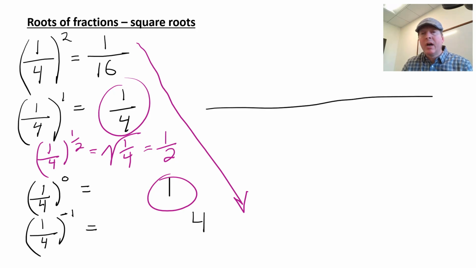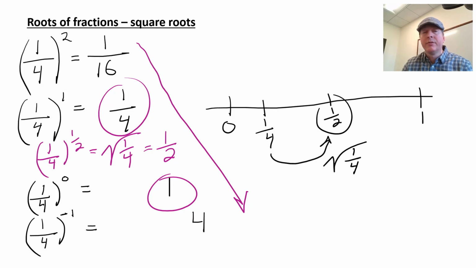If I were to write the number line, this is a really important thing to remember. If I were to write the number line and I put 1/4 in here, so the square root of 1/4, it's not a smaller number, it's a bigger number. The square root of 1/4 is 1/2. So if you take the square root of a fraction, the number gets bigger, not smaller. And when I say bigger, that means you move to the right on the number line. As you move to the right on the number line, the number gets bigger, not smaller.